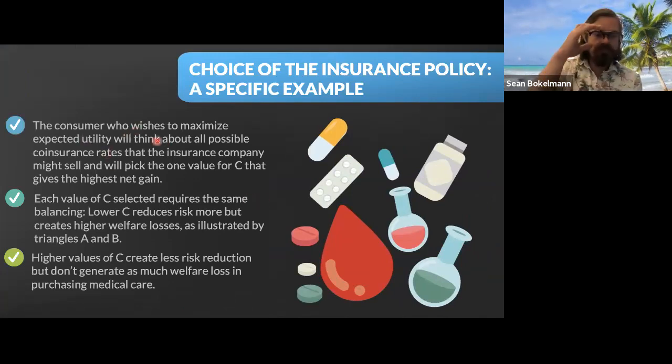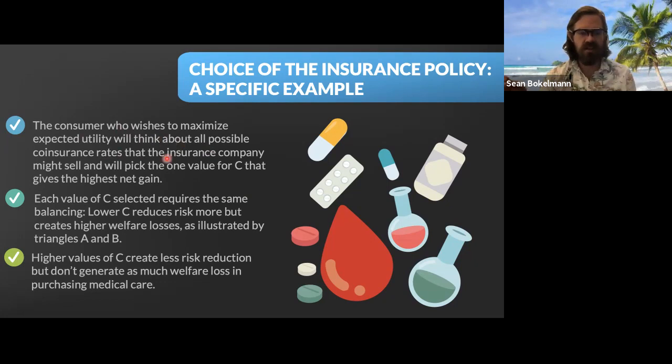Any consumer that is maximizing their expected utility is going to think about all of the possible co-insurance rates that are available and then pick the one that gives them the highest net gain. We looked at one example with a co-insurance rate of 20%, but there are typically different options. There's going to be one with a co-insurance rate of 10%, and ones that are higher than 20%. There's going to be a variety of options with different prices. And the consumer is going to pick the one that gives them the highest net benefit or the highest net gain.